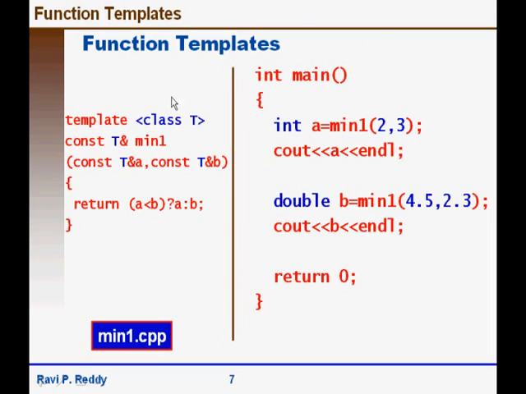Yet another example of use of this function template. Here's a function template, min1 function template. Here we are calling min1 with two integers, and here we are calling min1 with two double variables. In both of them, it will find the appropriate value using the function template. Let's look at the code.